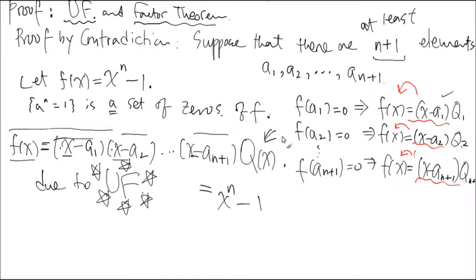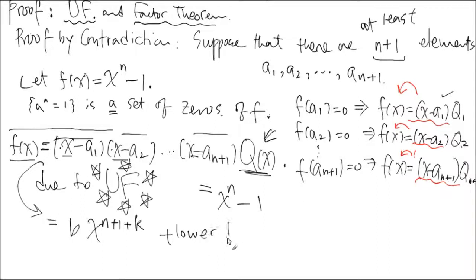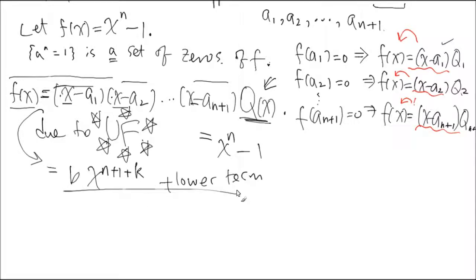Therefore, if you expand that, what is the leading term? How many x's are here? n plus 1, right? And some more from where? Q, right? Q has some parts in there. If you multiply it, this is how the leading term looks. Whatever the coefficient is, I'm going to call it B. And lower terms. That look good? Yeah. So that's what you get from the left-hand side.